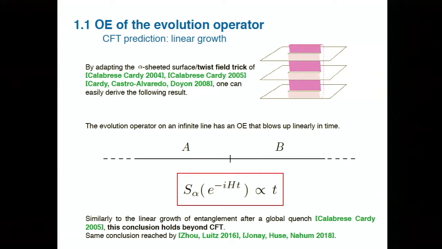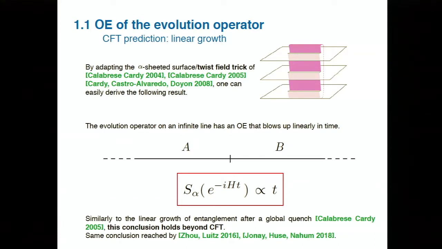You map the replica trick to a calculation of correlators of twist fields. We've already had some talks about that. This is, of course, the technology that was developed by Pasquale, John Cardy, and many other people, including Olalla, Benjamin, and that has been used by many people, Hubert, Jean-Marie, myself, others.